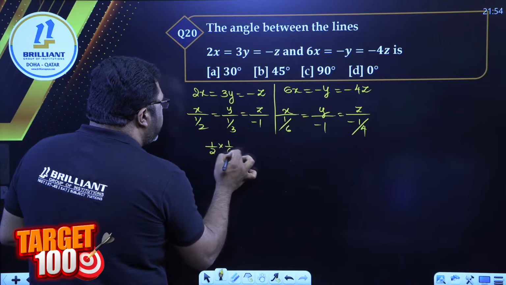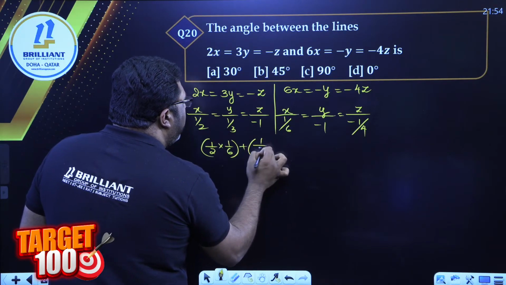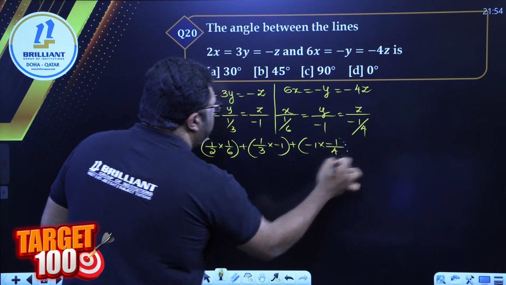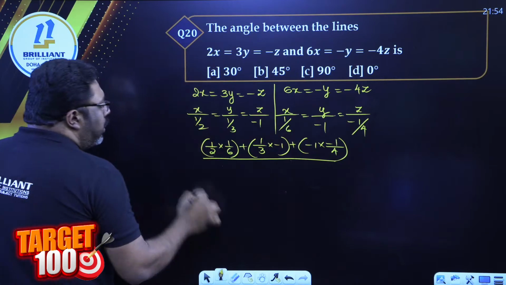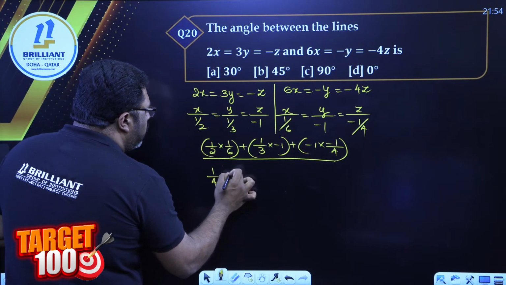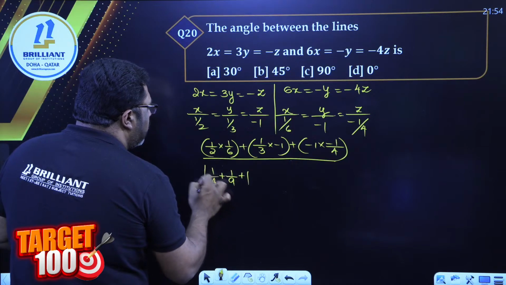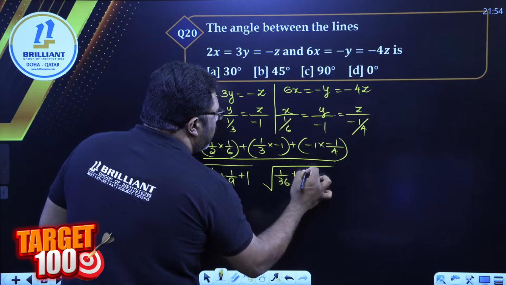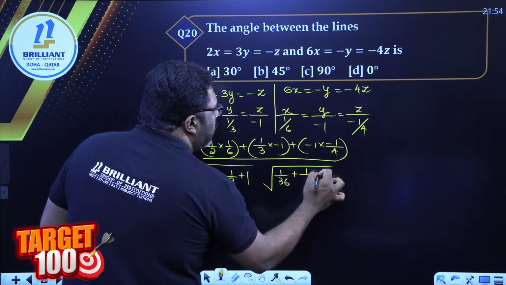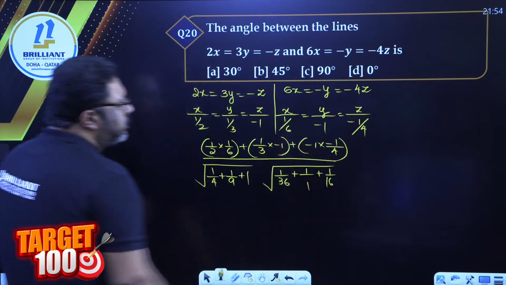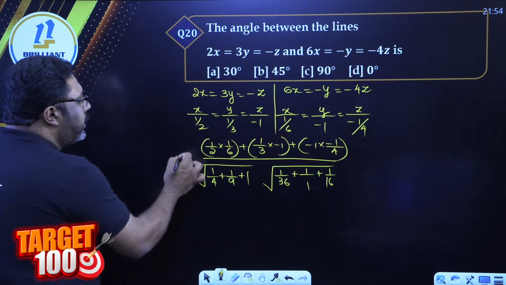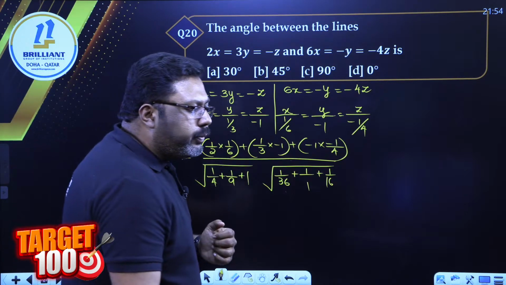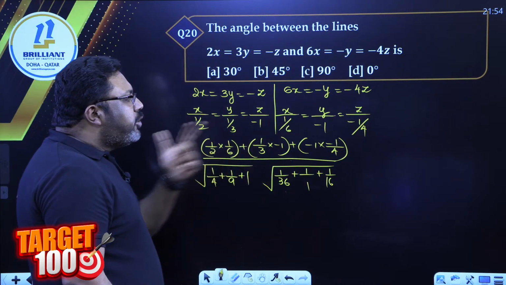1 by 2, 1 by 6, 1 by 3 minus 1, minus 1 minus 1 by 4, divided by the magnitude of the first one, 1 by 4, 1 by 9 and 1. Second magnitude, 1 by 36, 1 by 1 and 1 by 16. Okay, you have to solve this, get the angle, but check, most probably the angle is going to be 90 degrees.